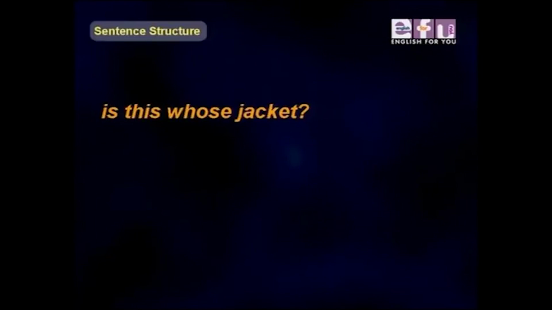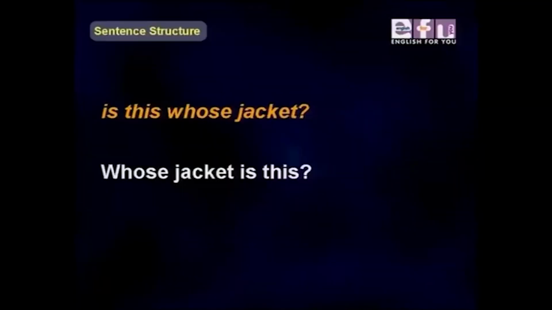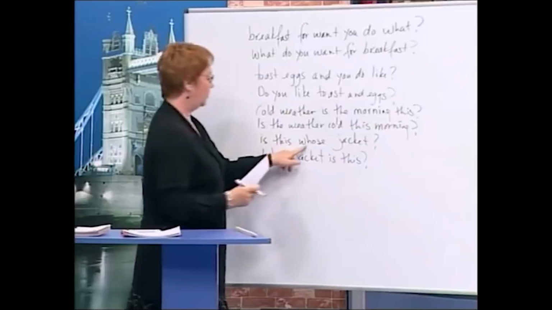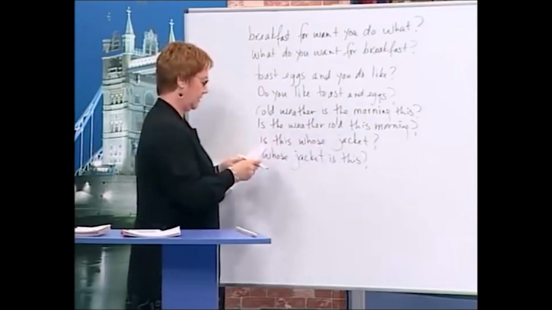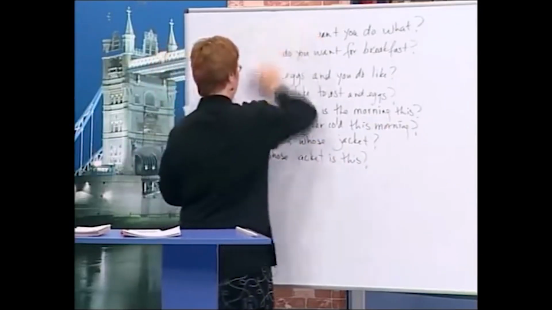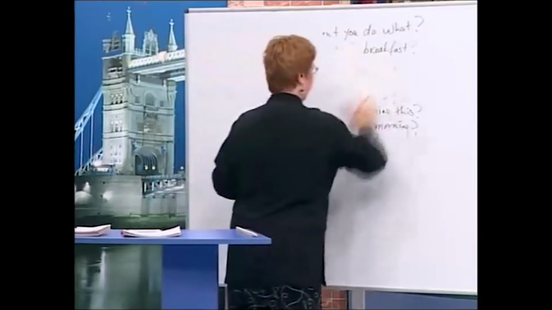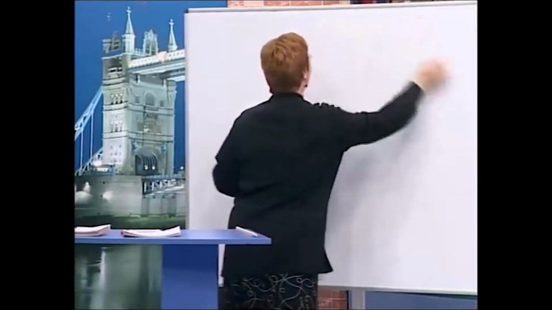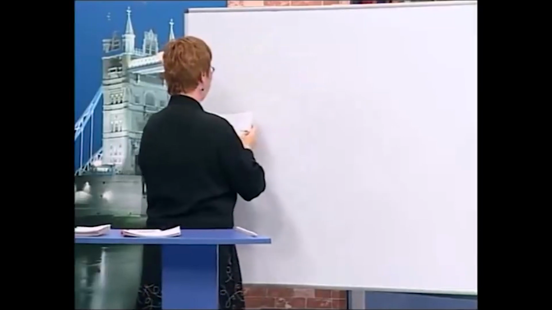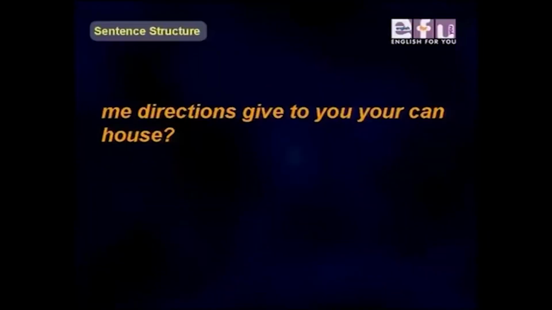Okay. Isabel? Whose jacket is this? Yes. Whose jacket is this? Okay, now we're going to do two more, and then we'll stop with this one. Okay, here we go. Me directions give to you your can house.